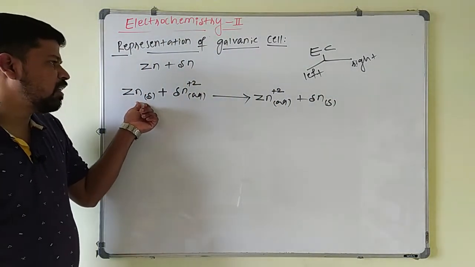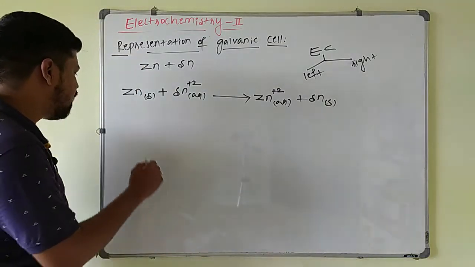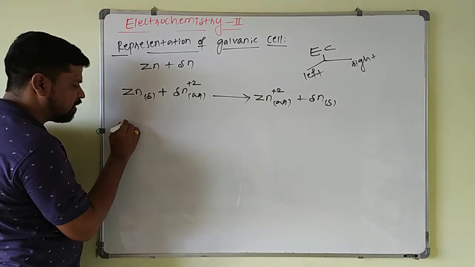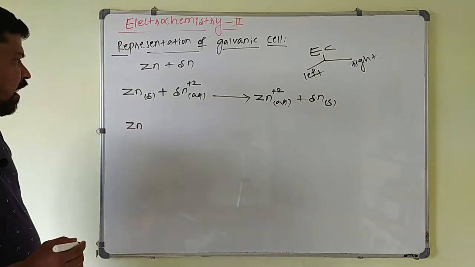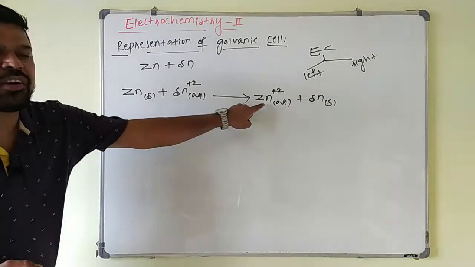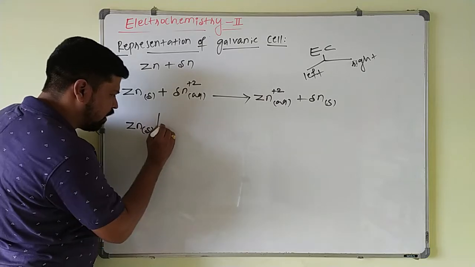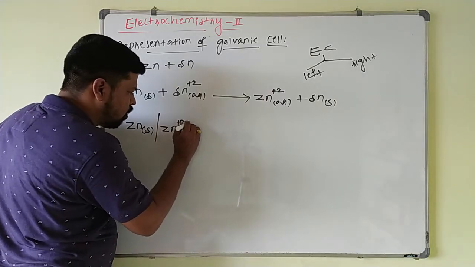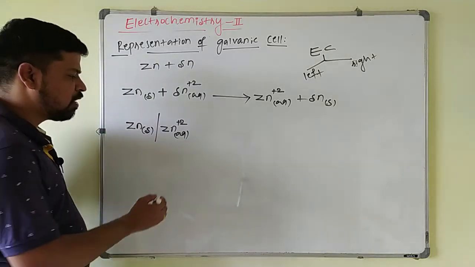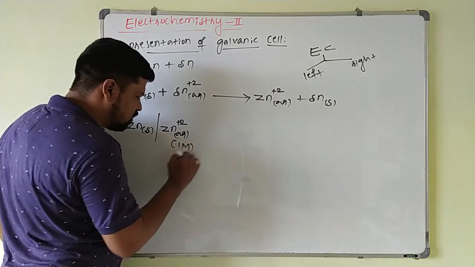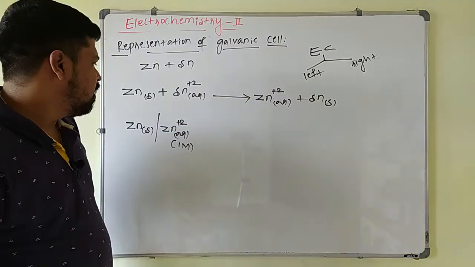So oxidation half cell is what? Zinc, and reduction half cell is what? Tin here. Oxidation half cell is always written at the left hand side, and which is written by putting a vertical line between the electrode and electrolytic solution here. Zinc from the solid is getting converted to Zn2+ in the aqueous medium, and the concentration of this electrolytic solution is written in the bracket. Suppose if I take 1 molar, and reduction half cell is written at the right hand side.